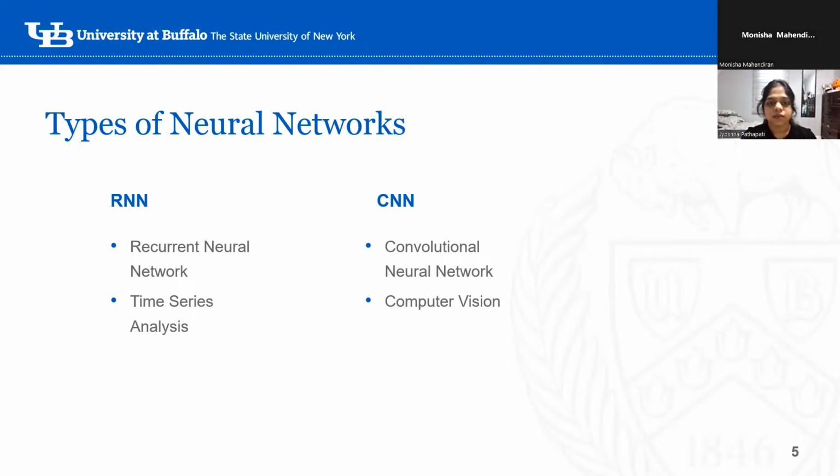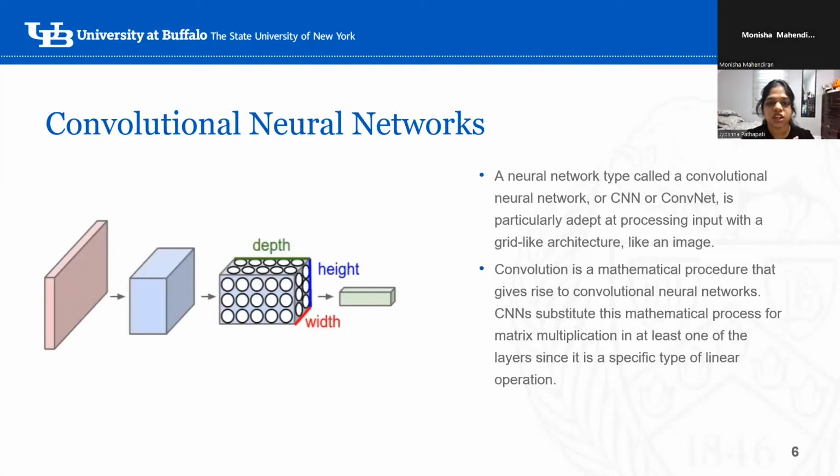And then, let's dig into the convolutional neural networks. A convolutional neural network, or a CNN, also called ConvNet, is a neural network type particularly adapted to processing input with a grid-like architecture, like an image. The name is derived from a mathematical procedure called convolution that is used in MATLAB. The CNN substitutes this mathematical process for matrix manipulation in at least one of the layers, since it is a specific type of linear operation.